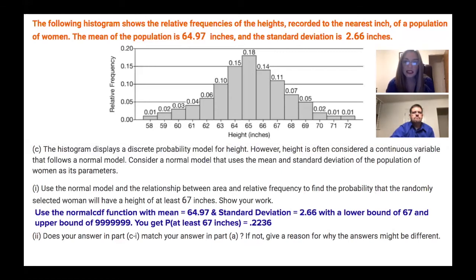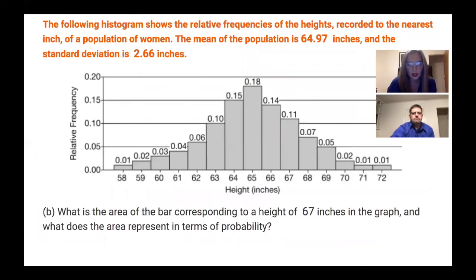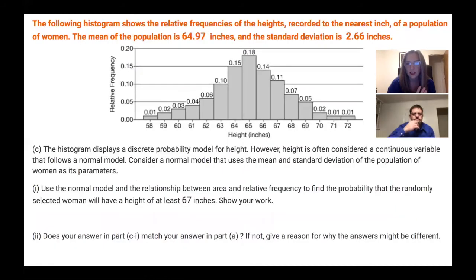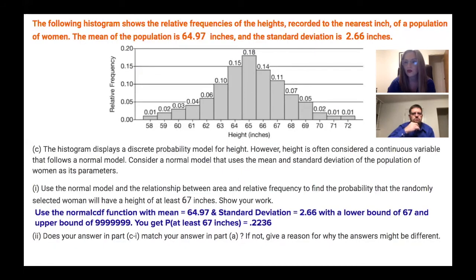The probability that you get is 0.2236. That's what the calculator will give you, okay? Does it match what we got previously? Well, let's back it up. Earlier, when we said at least 67 inches with the probability on our histogram, we got 0.27. So same question, different method: 0.27 versus 0.2236.